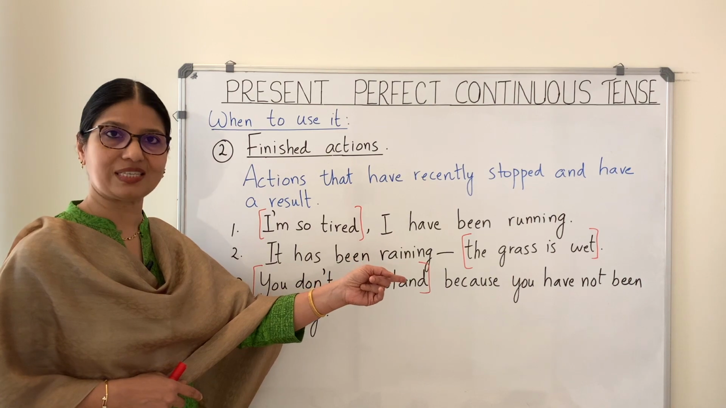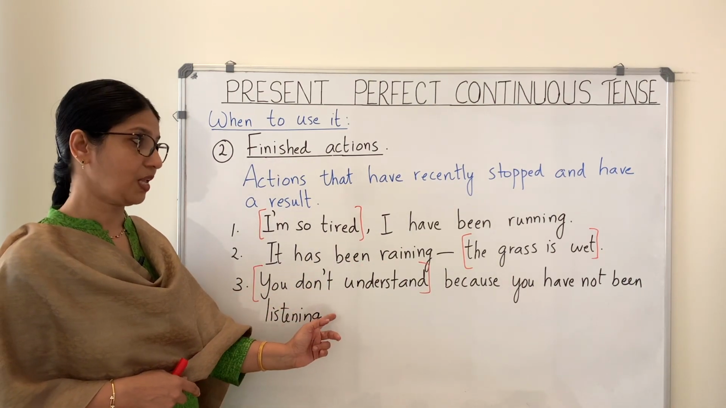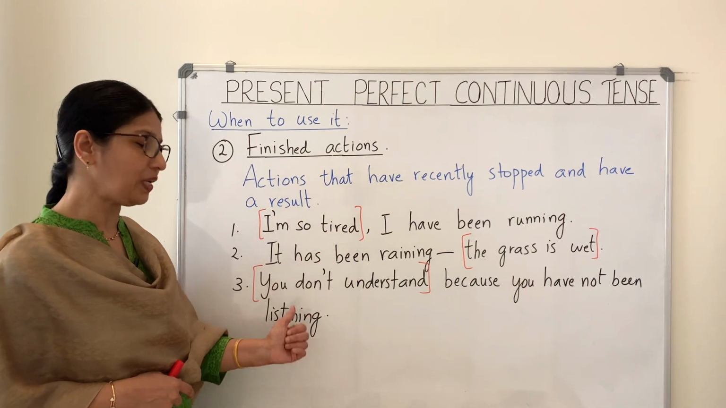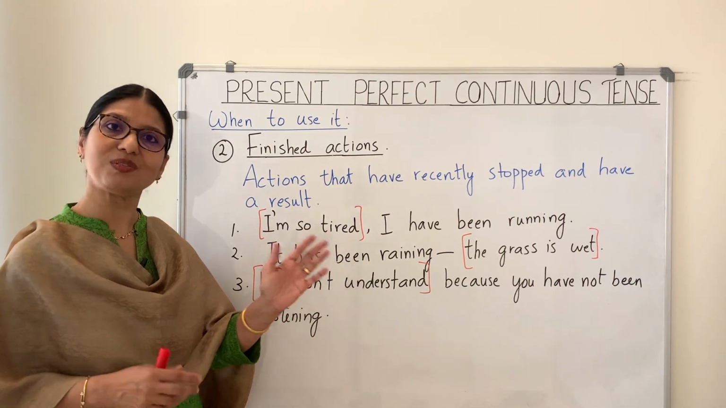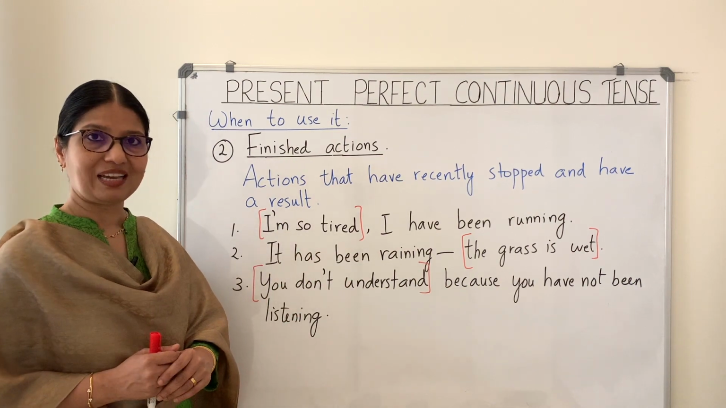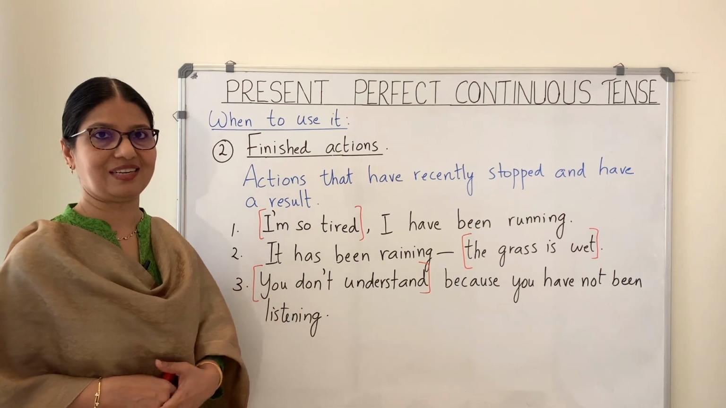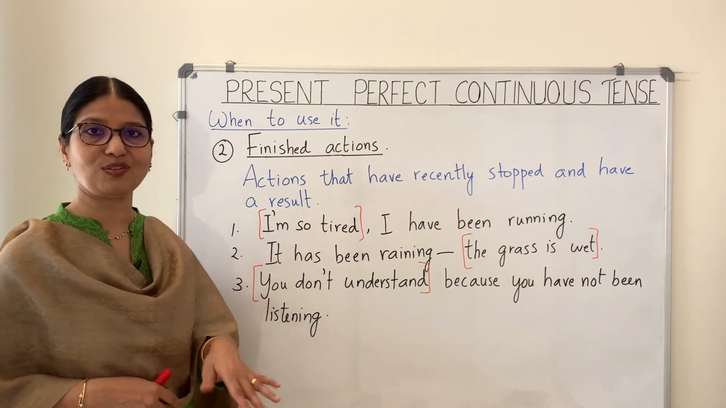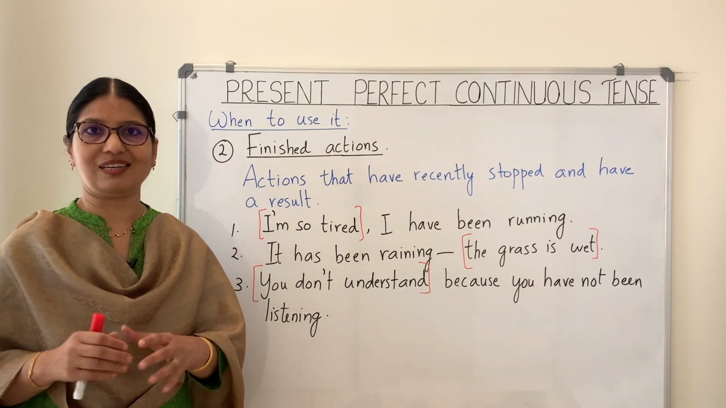The grass is wet. The third one, you don't understand because you have not been listening. So here again the present perfect continuous tense is used, of course in the negative form. And because that was not happening, you don't understand. So in all these three sentences, you can see that we put all the emphasis on the result.